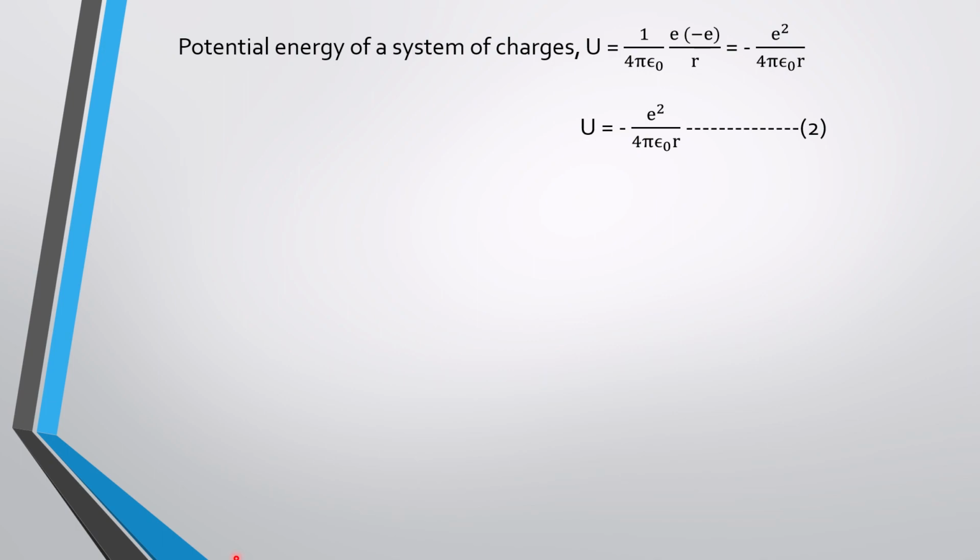The equation for potential energy of a system of charges U is 1 by 4 pi epsilon 0 q1 q2 by r. Here q1 is charge of proton, it is e. q2 is charge of electron. Since potential energy is a scalar quantity, we have to put the sign of the charge. So we have minus e here. So U is equal to minus e square by 4 pi epsilon 0 r. So the equation for potential energy U is minus e square by 4 pi epsilon 0 r.